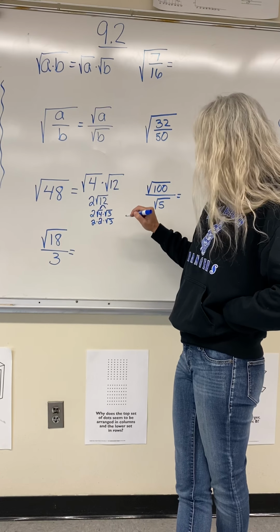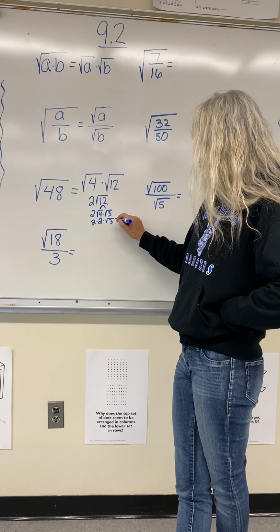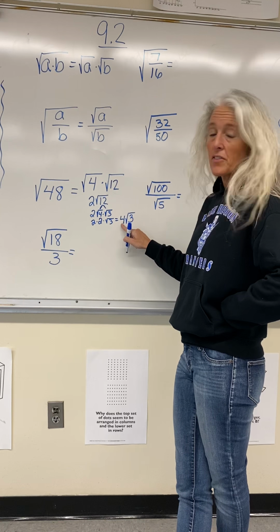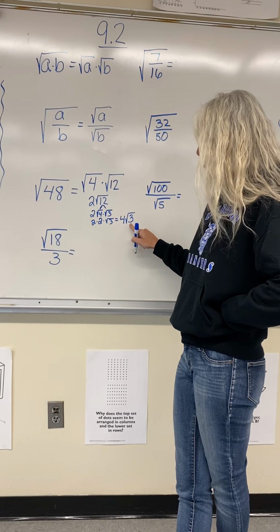I'm hoping I'm not writing too small and that you can see this. 2 times 2 is 4, and then that root 3 just gets written next to it. So we have a 4 that's not under a square root and a 3 that is under a square root.